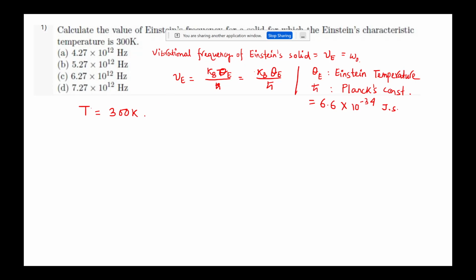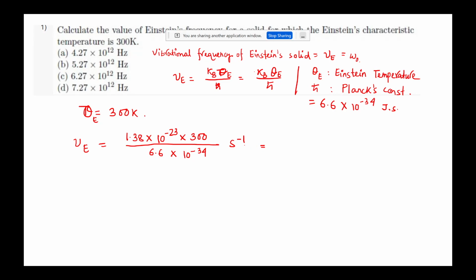Now put this value into the equation. That will be kB. What is the value of kB? kB is the Boltzmann constant, 1.38 into 10 to the power minus 23. Theta E is 300 Kelvin. You put it here, and Planck's constant 6.6 into 10 to the power minus 34. So this will be second inverse.